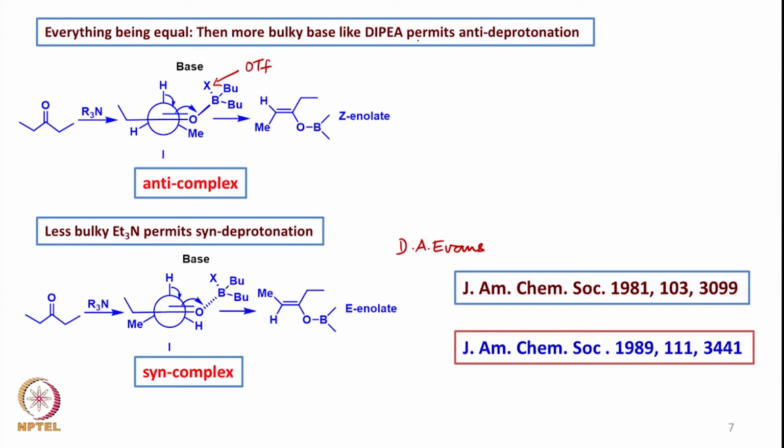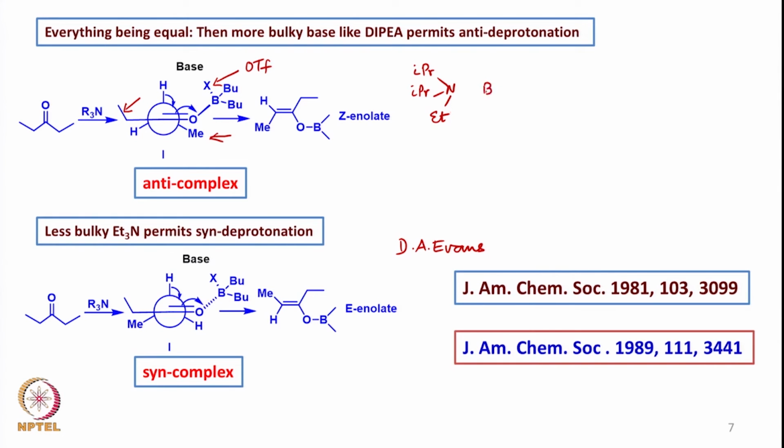a more bulky base like DIPEA, that is diisopropyl ethylamine, which is what is used in many cases, allows anti deprotonation. Now, anti deprotonation means this is the anti complex in which the methyl group and the ethyl group are away from each other. Here the complexation is taking place with the boron triflate. Now, what has been found is that if we take a bulky base such as DIPEA, so you have isopropyl and you have N and of course ethyl. So, this is what is Hünig's base or DIPEA, diisopropyl ethylamine.